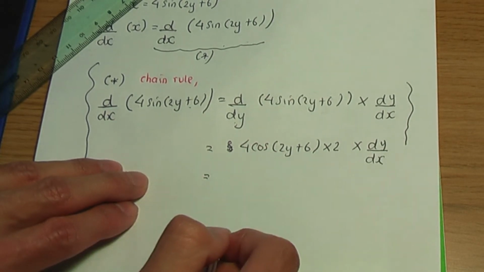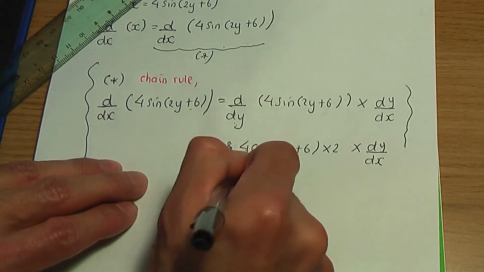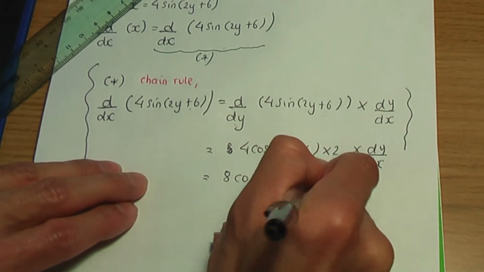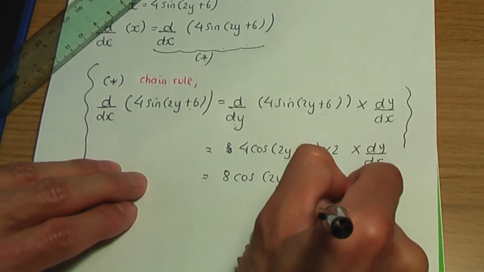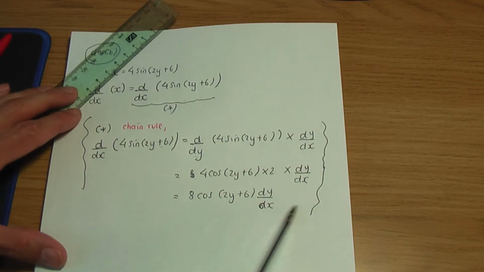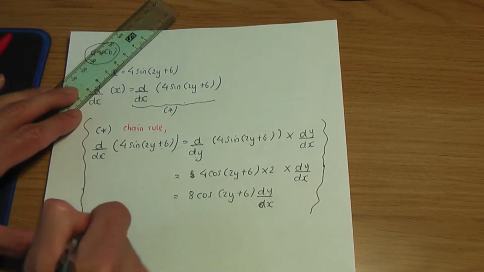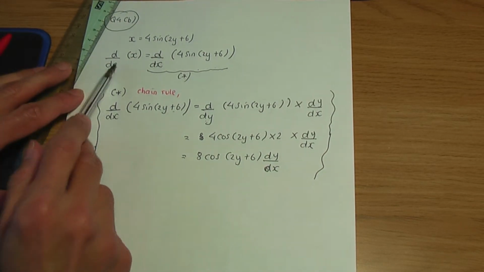So let's move on from there. So let's simplify this. 4 times 2 is 8. So it's going to be an 8 cos 2y plus 6 dy over dx. So that is the derivative of star. So we did that as a side calculation. So let's piece this together in the main calculation.